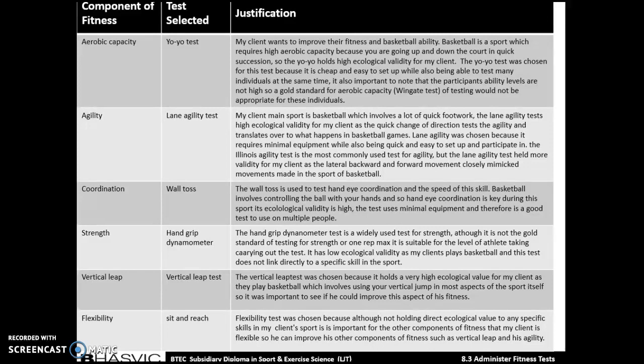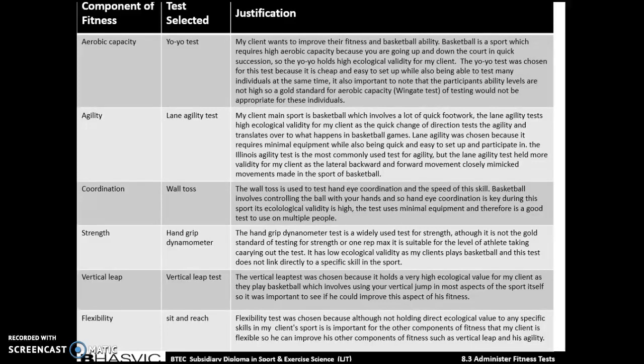Lane agility was chosen because it requires minimal equipment while also being quick and easy to set up and participate in. The Illinois agility test is the most commonly used test for agility, but the lane agility test held more validity for my client as the lateral, backward, and forward movement closely mimics movements made in the sport of basketball.